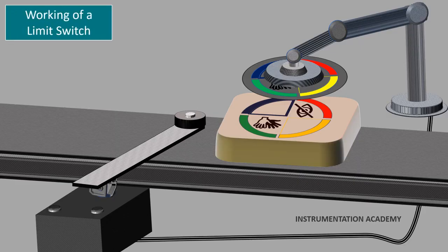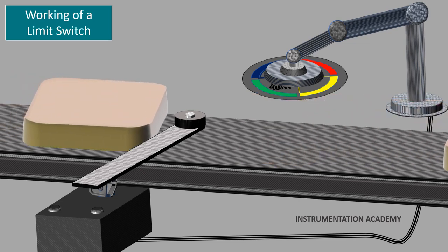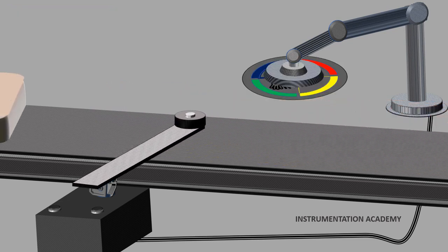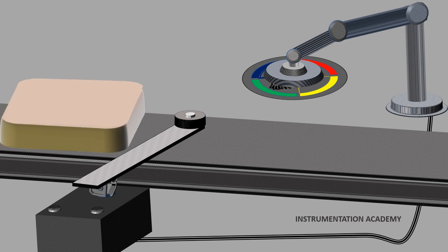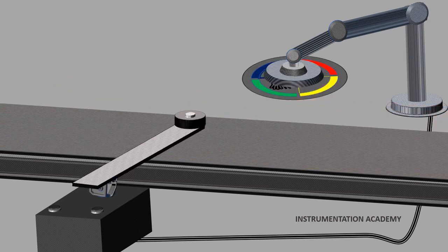Working of a limit switch. Let's take an example of a stamping or labeling system that stamps a logo on a product as it moves on a conveyor. The conveyor is used to lead the product to the stamping base, and a limit switch is used to detect the position of the product on the conveyor.